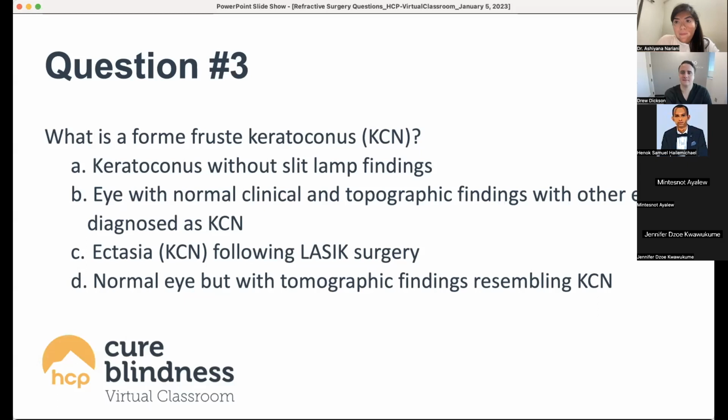Question number 3. What is form fruste keratoconus? Is it A, keratoconus without slit lamp findings? B, an eye with normal clinical and topographic findings with the other eye diagnosed as keratoconus? C, ectasia, keratoconus, following LASIK surgery? Or D, a normal eye, but with tomographic findings resembling keratoconus?